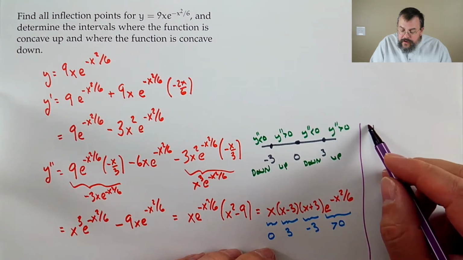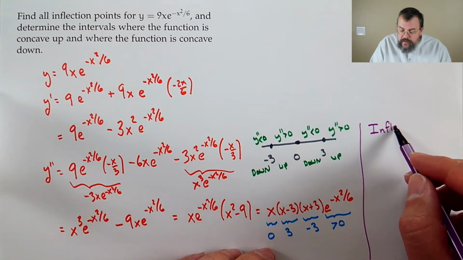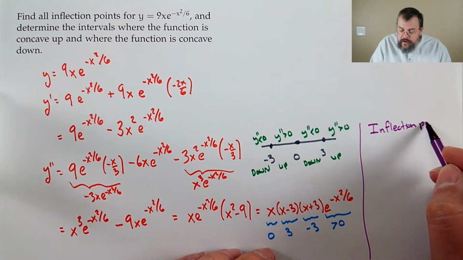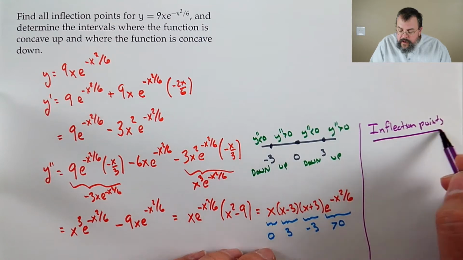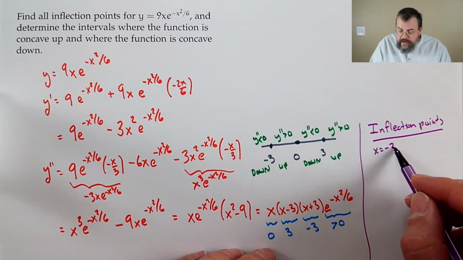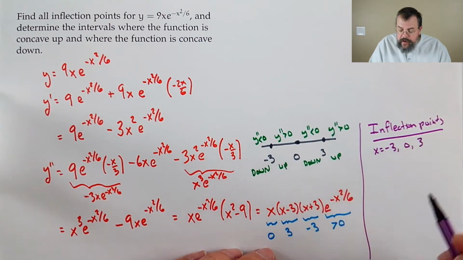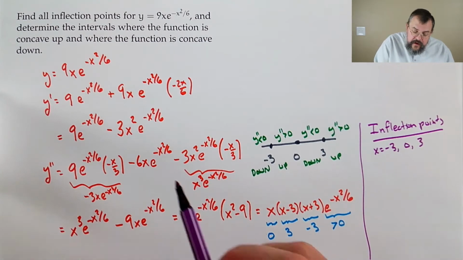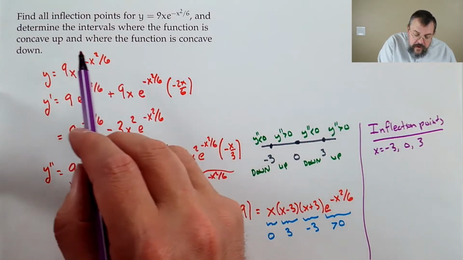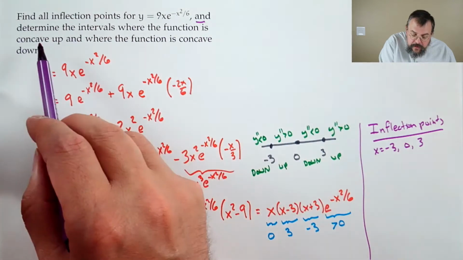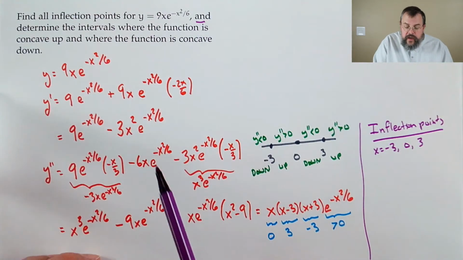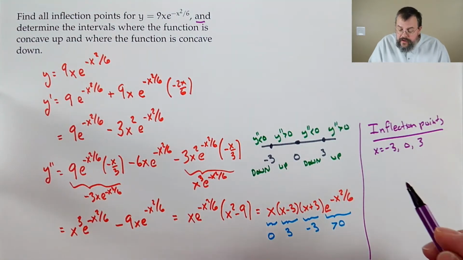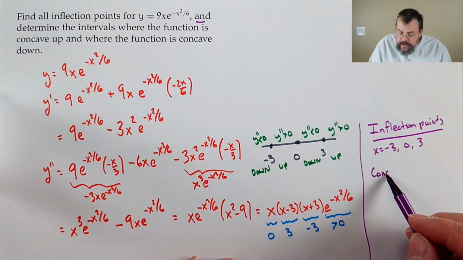So here we go. Where are the inflection points? Well, they are at x equals -3, 0, and +3. But you notice they said, hey, and, which means there's more work. It says, where is it concave up? Where is it concave down? All right, so where are we concave up?